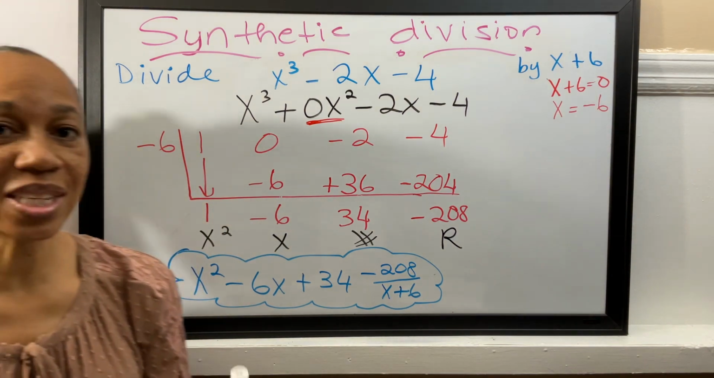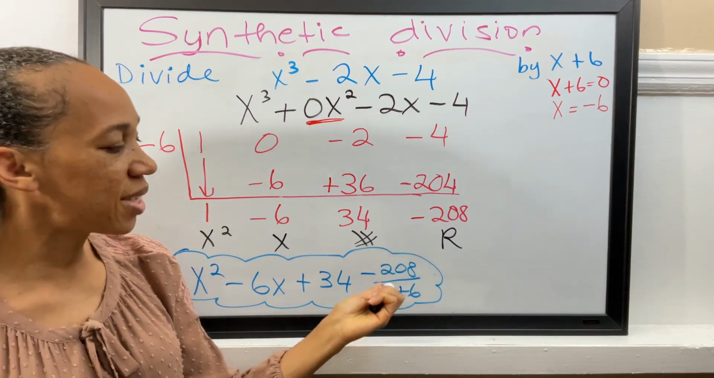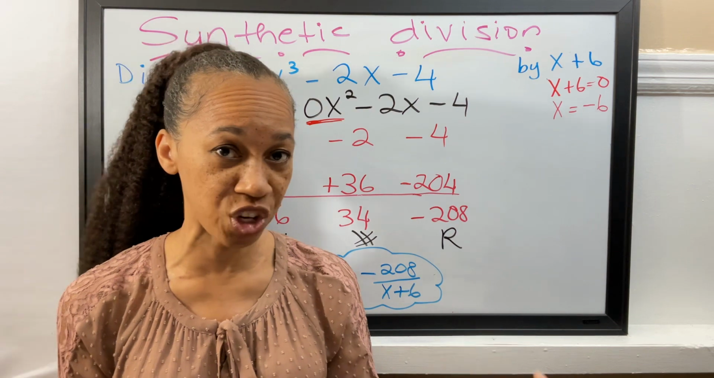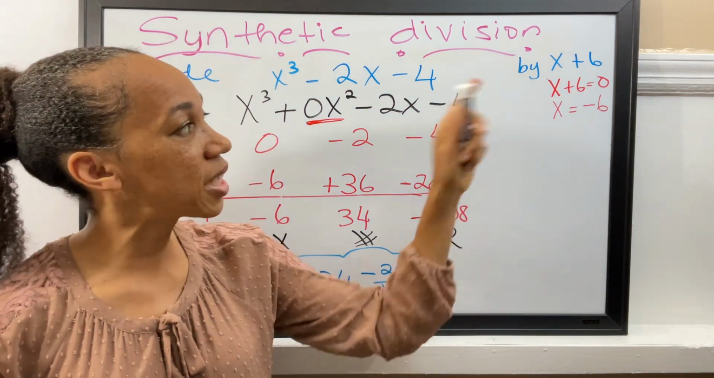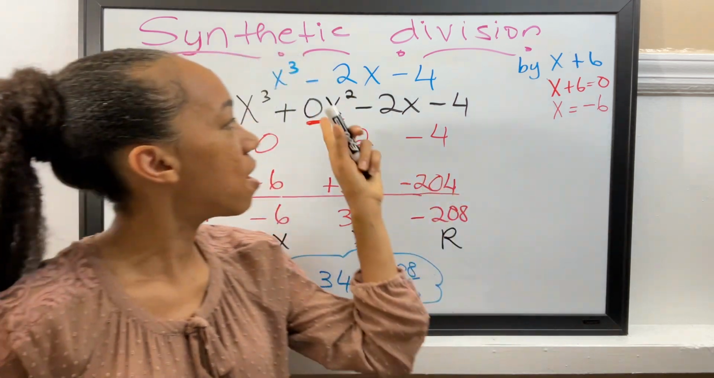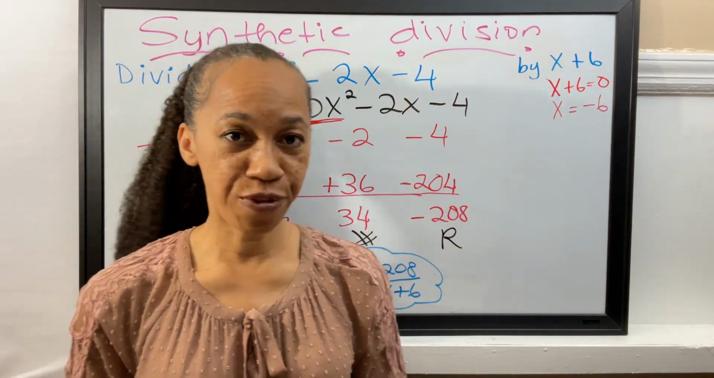Now, what this is telling you is that this particular problem, because you have a remainder of negative 208, or because you have a remainder in general, then x plus 6 is not a factor of the given polynomial. Okay? So be careful there.